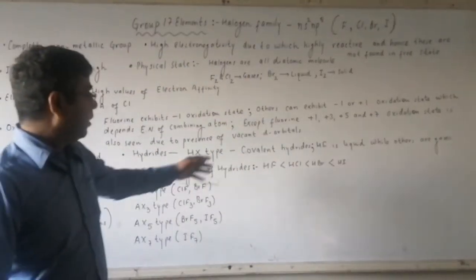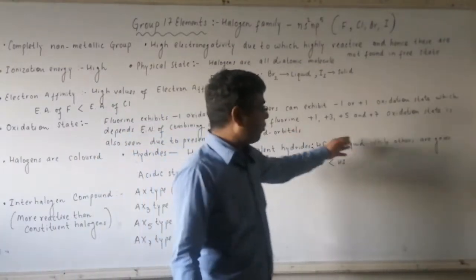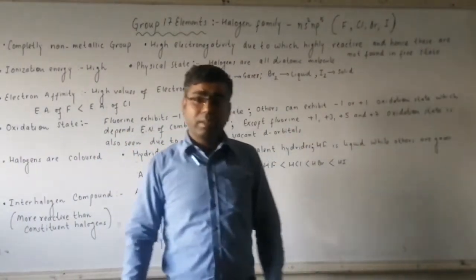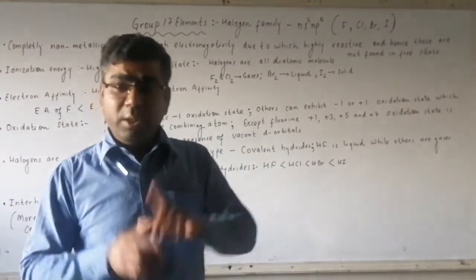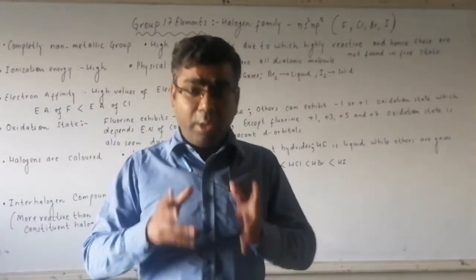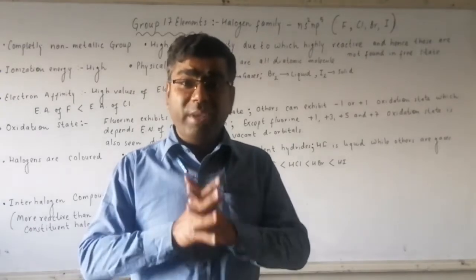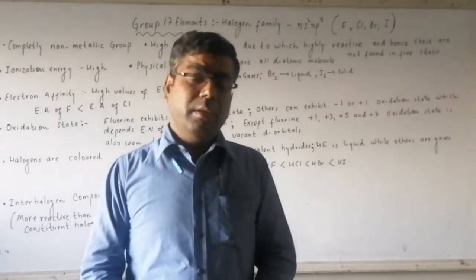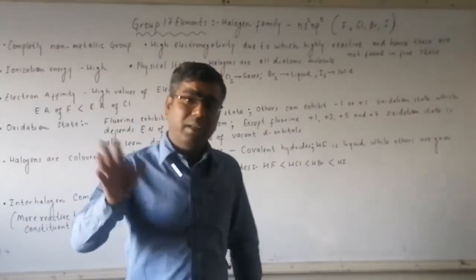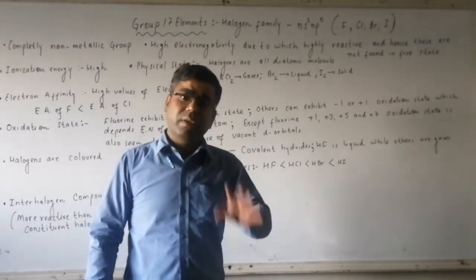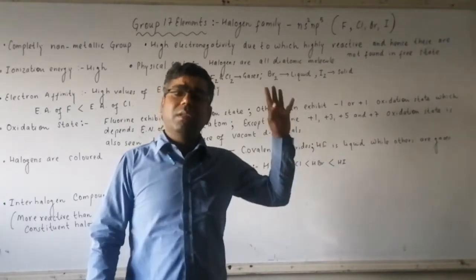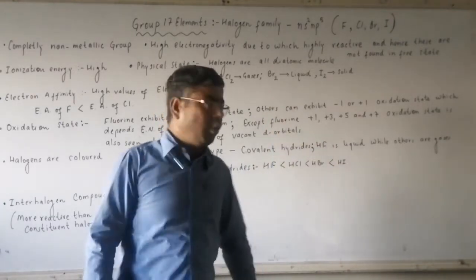Also they can show +3, +5 and +7, because unpairing is possible in chlorine, bromine and iodine due to presence of vacant d orbital. Vacant d orbital is not there in fluorine, that's why fluorine will always exhibit -1 oxidation state. No other oxidation state is possible for fluorine.